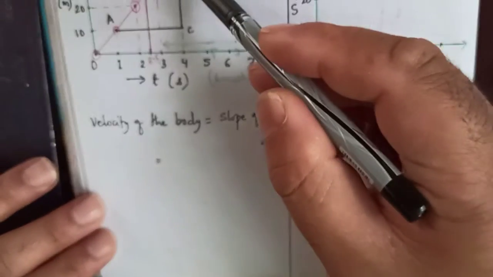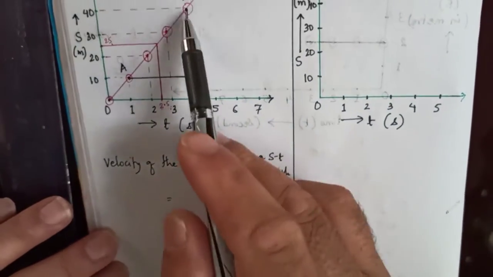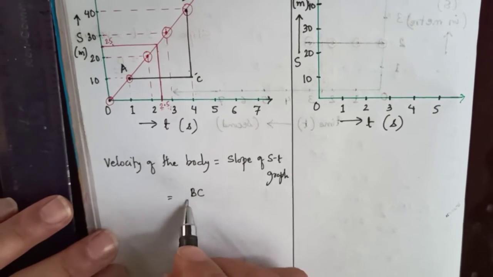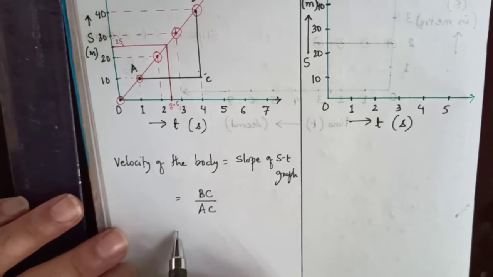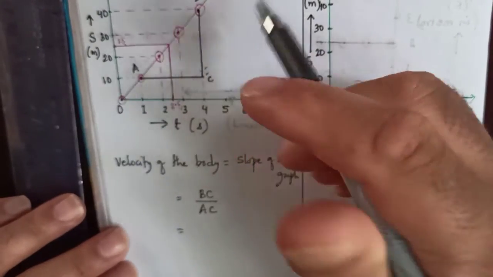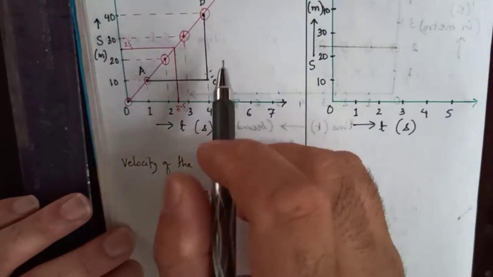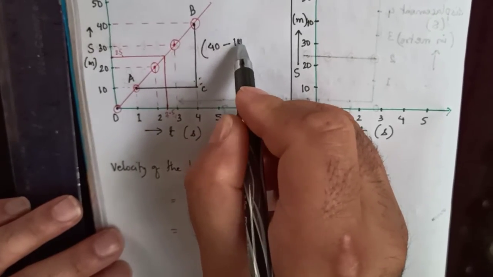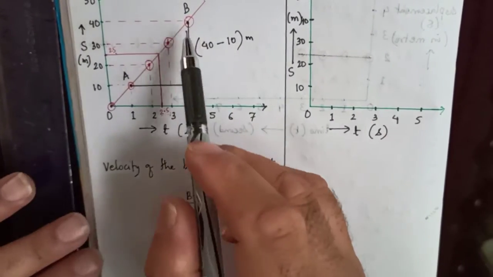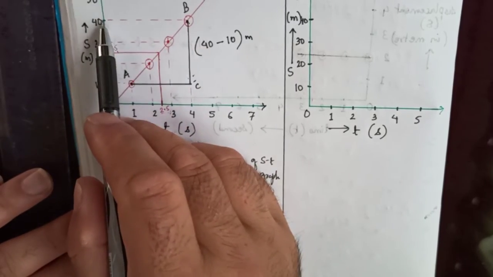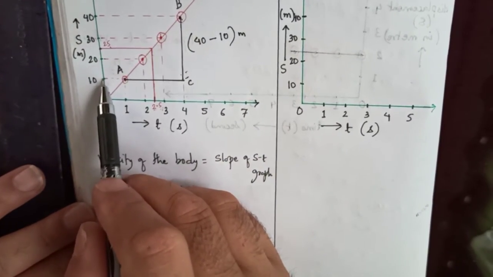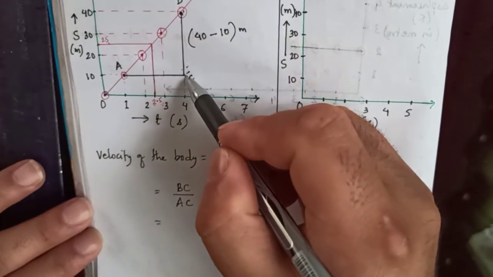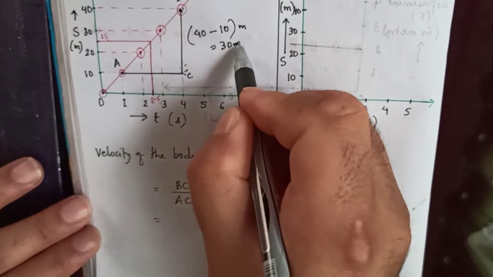Slope will be given by perpendicular by base. Tan theta means perpendicular by base. So perpendicular here is BC and the base is AC. Now the value of BC, if you look at this, is 40 minus 10 meter, because B is this point, which is 40, and C is this point, which is 10. So if you want to know this value, it will be 40 minus 10, that is equal to 30 meter.